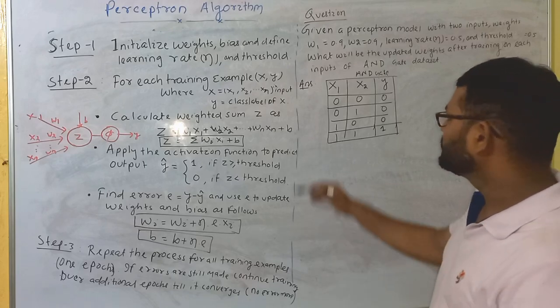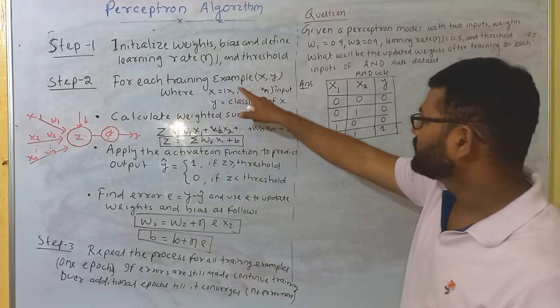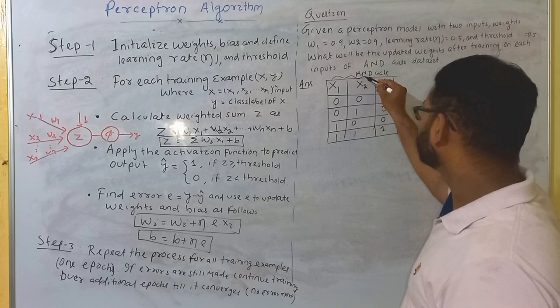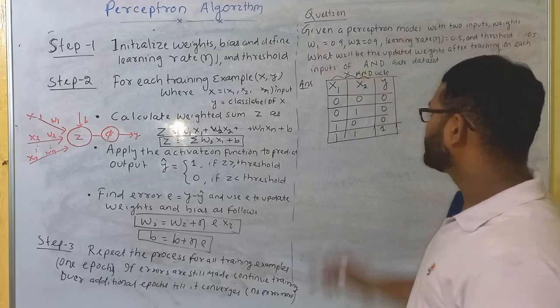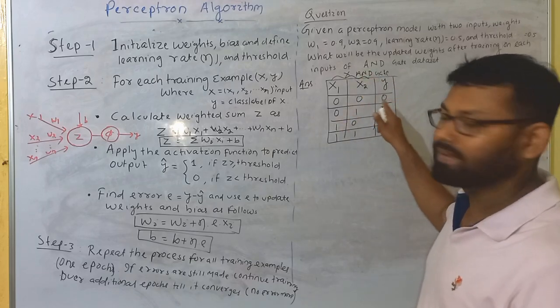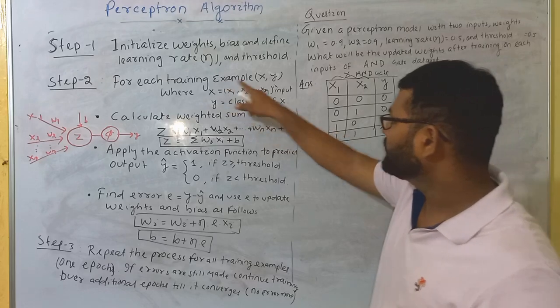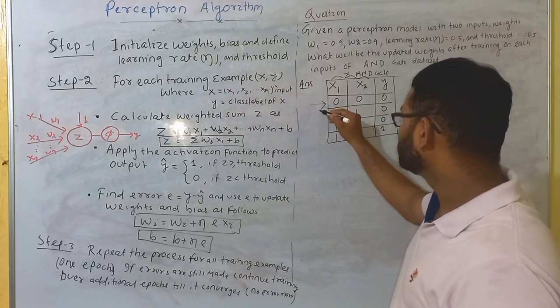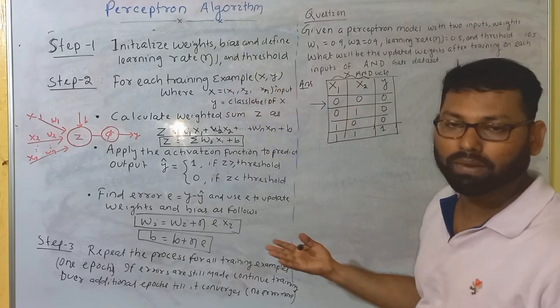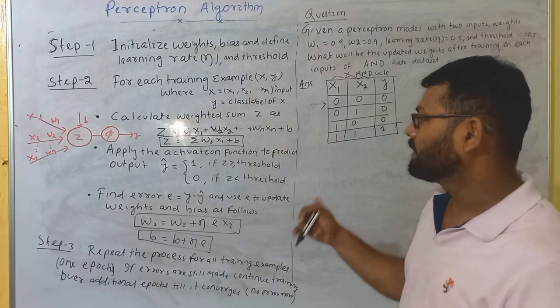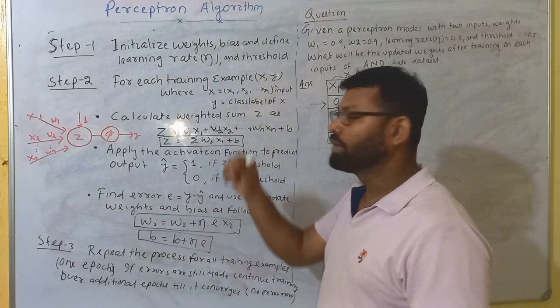Here you see x1 and x2. This part is known as input x, and y, the corresponding output, is holding the class level of this input. For each training example, for each row, we have to update the weight. How? There is a formula. You have to calculate the weighted sum.